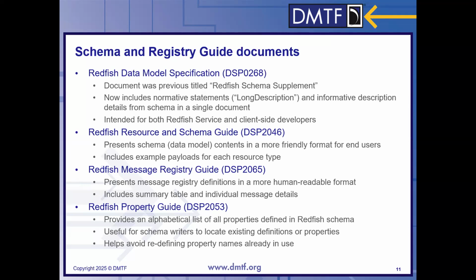Then we have the resource and schema guide, which just looks at more the short descriptions and gives that same more human readable format of the entire data model. We also have the Redfish message registry guide, which presents all the different standard messages into a single document. And then we have the Redfish property guide, which gives us the alphabetical list of all the properties defined in the Redfish schema. So if you're a schema writer and you want to look for existing properties and definitions, that might be a first place you look to see if there's anything you can leverage.